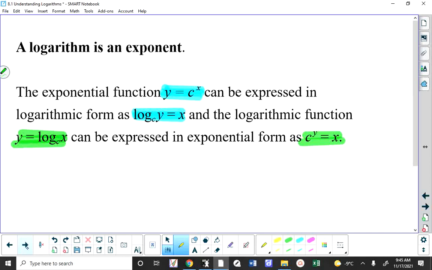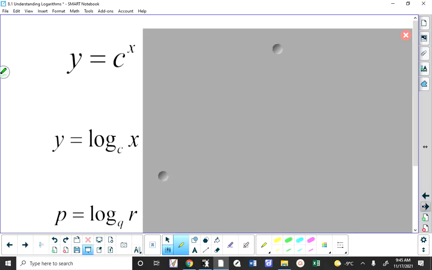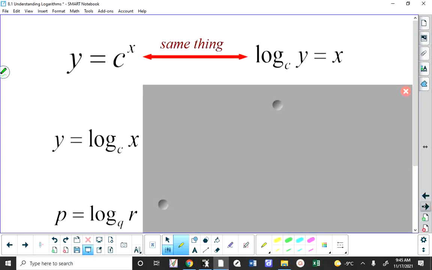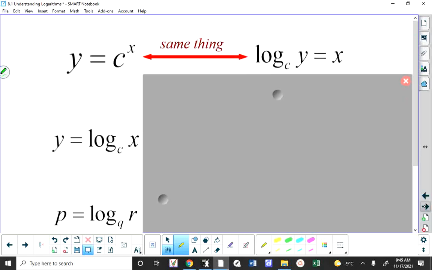So, as an illustration, if I said, what is this in logarithmic form? It would be x equals log base c of y. If I said rearrange y equals log base c of x for x, you would have to write it in exponential, and you would say x equals c to the y.